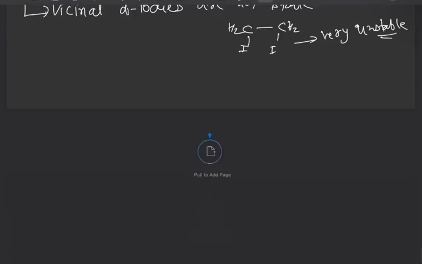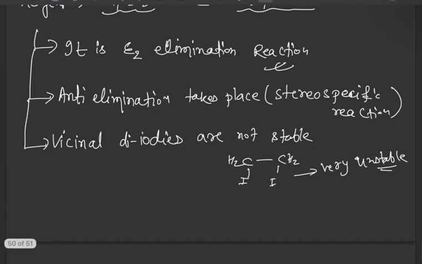Vicinal dichloride or difluoride may exist, but this doesn't exist, because these are two bulky groups, so there may be too much repulsion of this iodine. There may be possibilities. So vicinal diiodide is not existing, but we'll see in the case of chloride, bromide. So what reactions are possible?